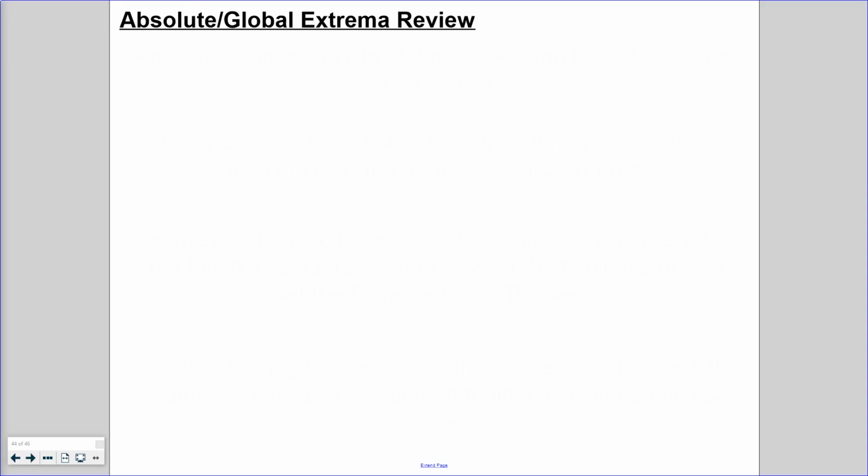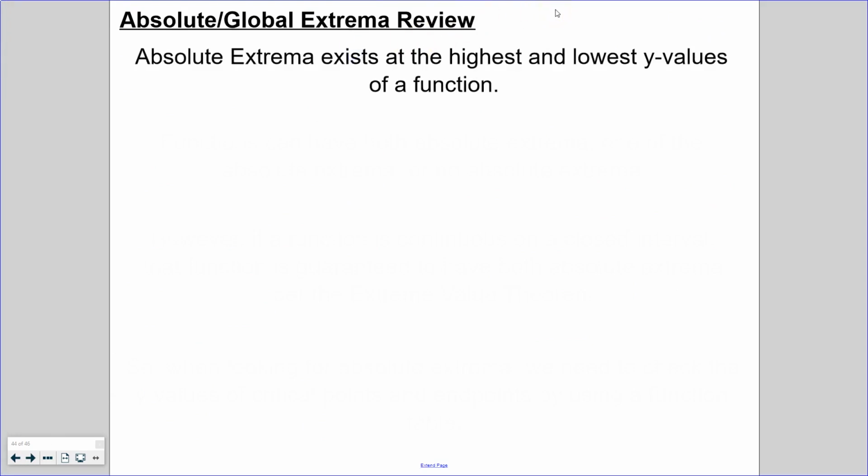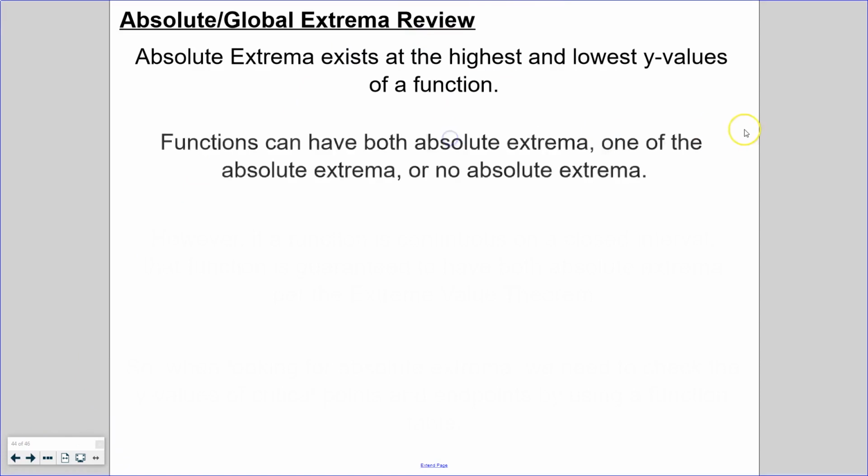Alright, so let's just do a quick review about what we know about absolute or global extrema. Since we're talking about absolutes, we know that these have to exist at the highest or the lowest y value of a function. Based on things that we've demonstrated, a function can have both absolute extrema, it can have one of the extrema, or it can have no absolute extrema.